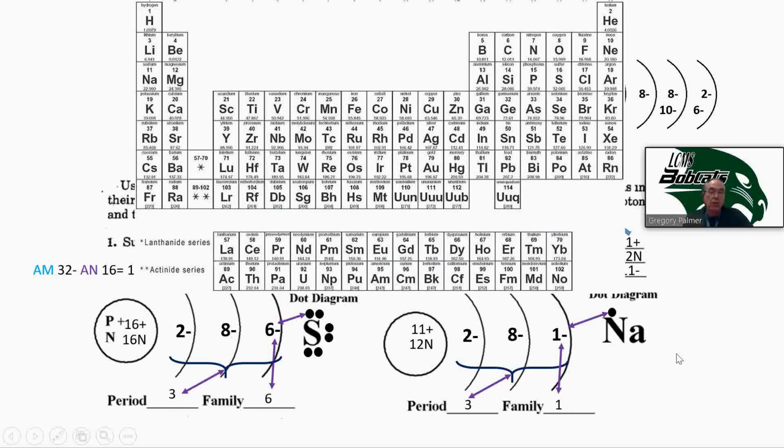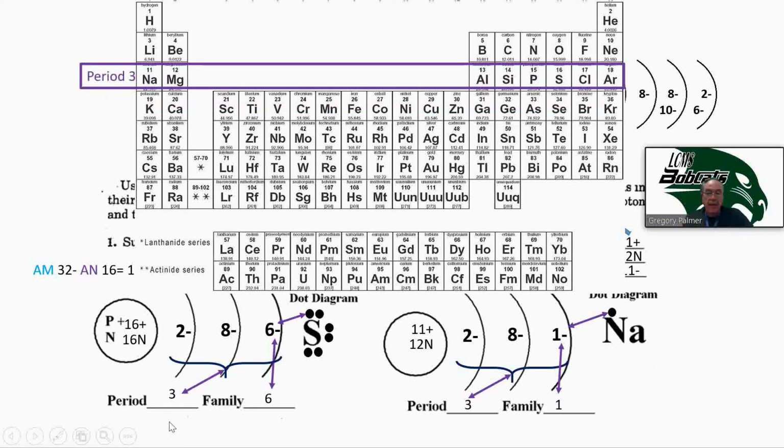Now let's look at how this corresponds to the periodic table. Both of these elements say that they're in period 3, so they have 3 energy levels, so they should be in the third period. All the elements have 3 energy levels. Our first one is sulfur, and we're predicting that it would be in family 6. If we look, here's family 6 going up and down as this column, and on period 3, in family 6, is sulfur.